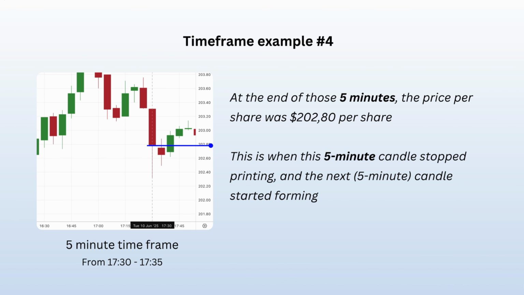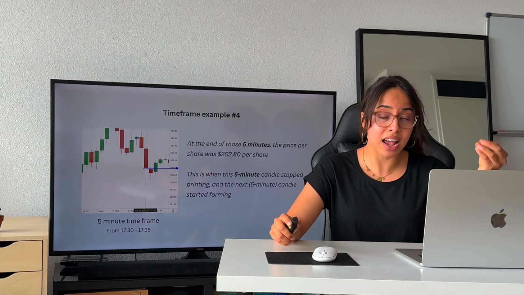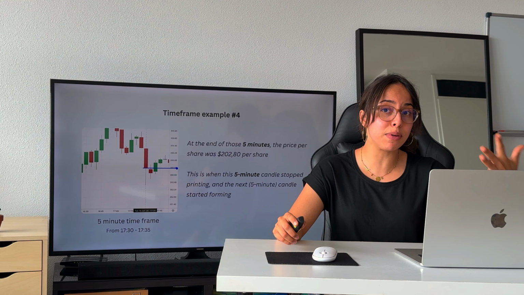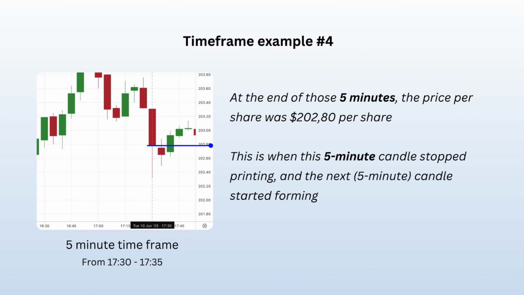So at 5:35, this candle got cemented. That's it. It's not going to change shapes anymore. And then the next 5-minute candlestick started forming. And here, every single candlestick represents 5 minutes worth of price action because we're on the 5-minute time frame. So every 5 minutes, you're going to see a new candlestick appearing on your chart.